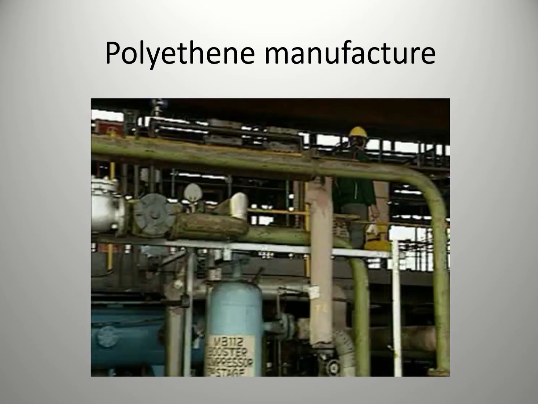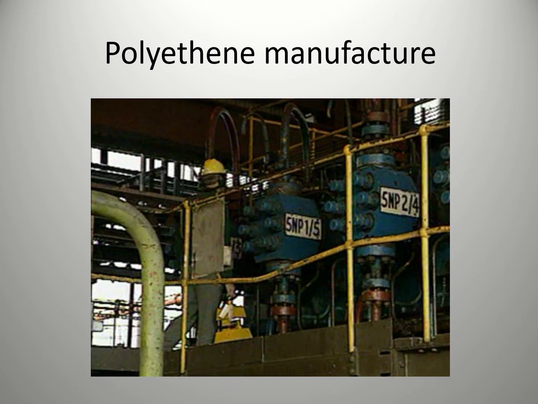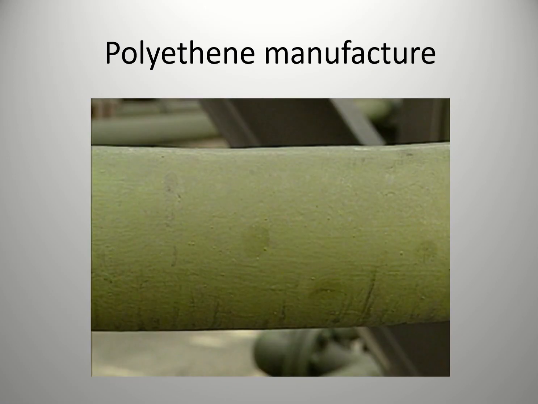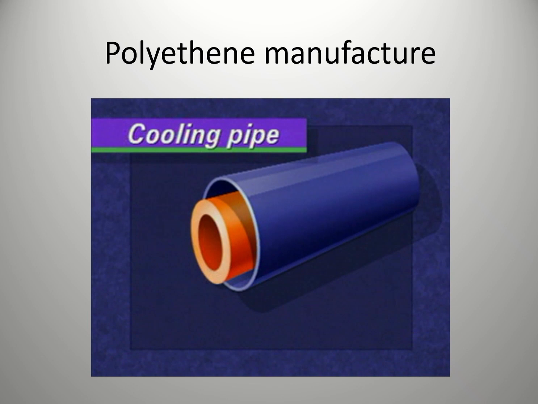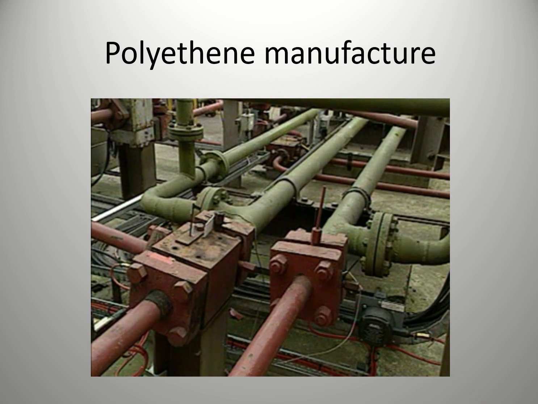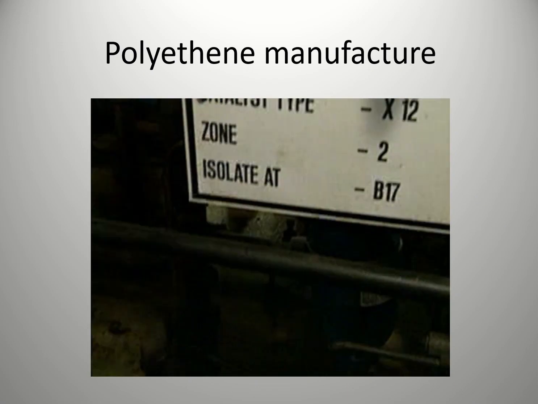Compressing a gas heats it up, so the compressed ethene has to be cooled. Next to the compressors are rows of pipes in which the hot gas is cooled. Hot gas flows through the centre of the pipe. Cooling water flows in the opposite direction in the outer pipe. The compressed and cooled ethene in the red pipes is now a dense gas, almost like a liquid.